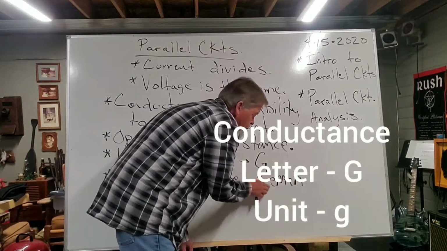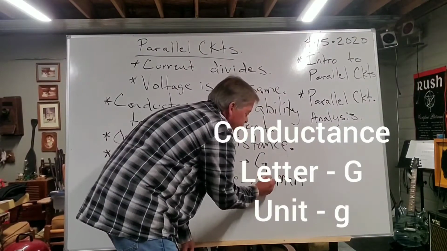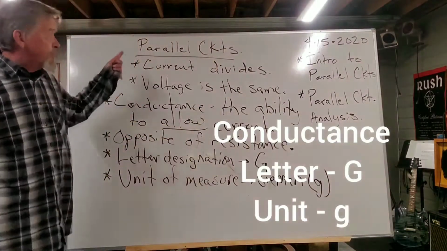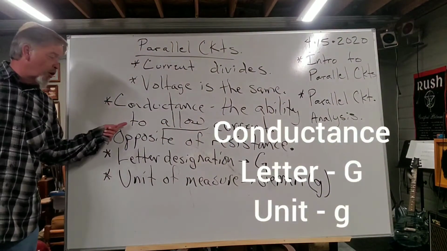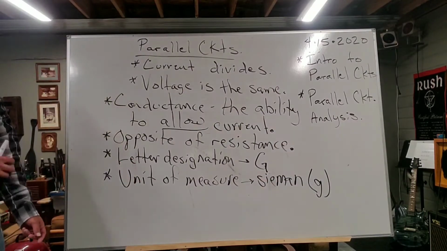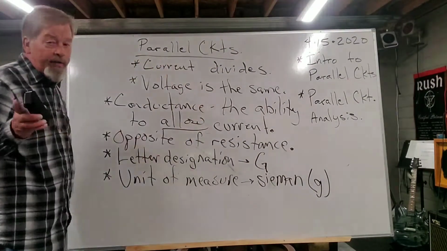And the symbol, yeah, it looks funny. The symbol is a lowercase g. Okay? So conductance, the ability to allow current, is the opposite of resistance, and it has a letter designation of G. And the unit of measure is the Siemens. It has the small symbol, the letter G. Okay? Now, let me tell you why I told you that.